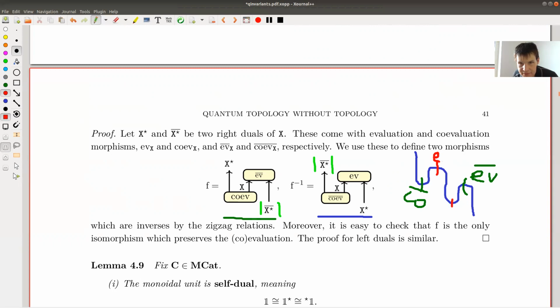Here's evaluation. Here's co-evaluation. And then you can pull these guys straight, and then you can pull the other guys straight. So this completely pulls straight. So that's why they're inverse. Yes. Okay.